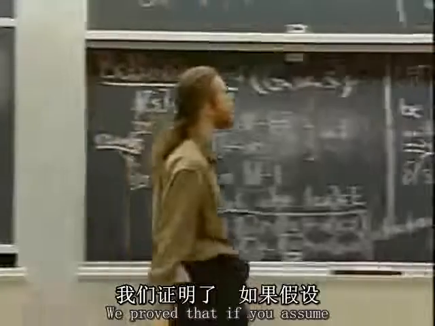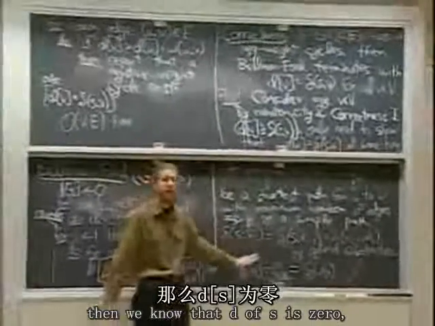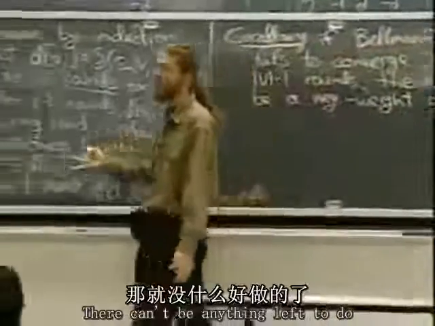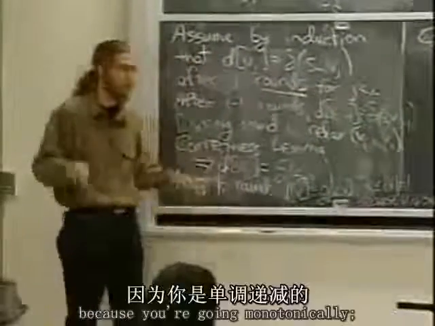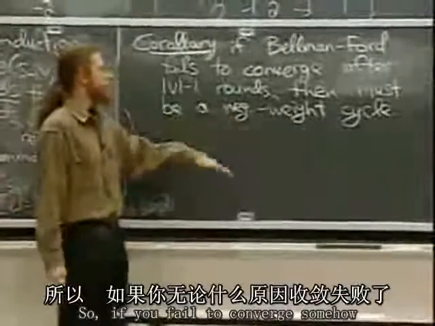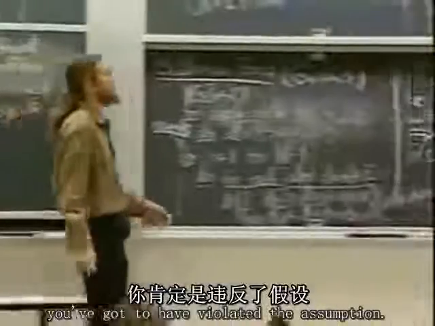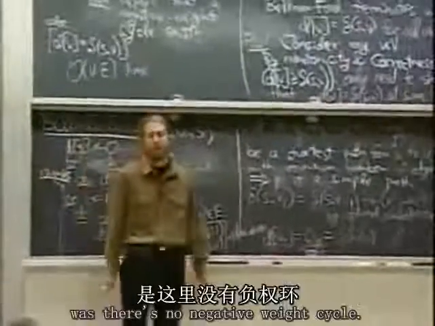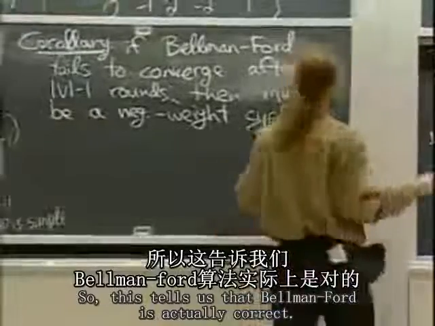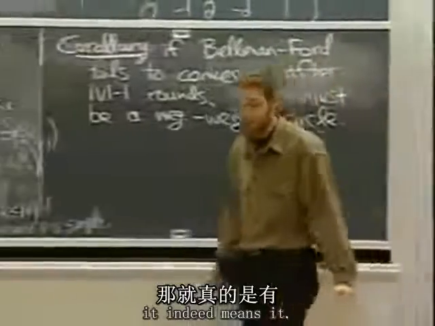We proved that if you assume there's no negative weight cycle, then we know that d of s is 0, and then all this argument says you've got to converge after v minus 1 rounds. There can't be anything left to do once you reach the shortest path weights, because you're going monotonically, you can never hit the bottom. You can never go through the floor. So if you fail to converge somehow after v minus 1 rounds, you've got to have violated the assumption. The only assumption we made was there's no negative weight cycle. So this tells us that Bellman-Ford is actually correct. When it says that there's a negative weight cycle, it means it. It's true.